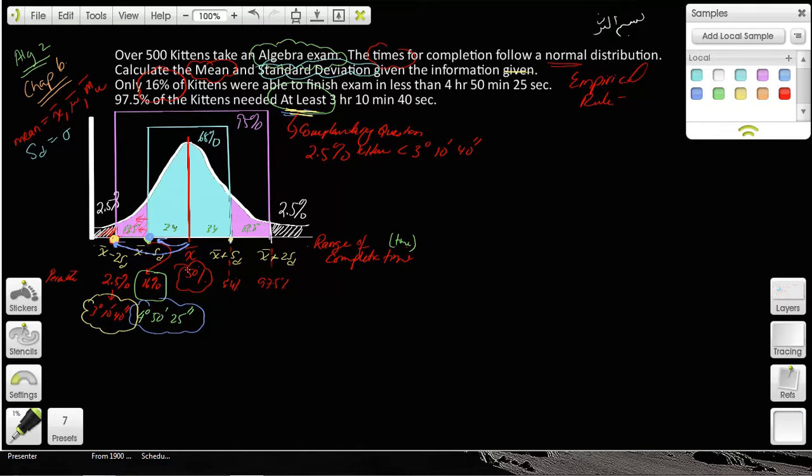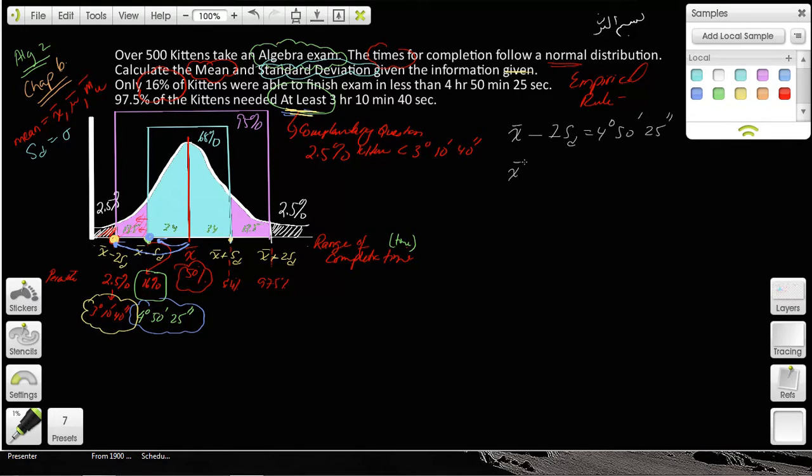So whatever the mean is, we don't know. That's what we're asked to find. We're asked to find the mean and standard deviation. The mean minus 1 standard deviation, that's this value, is equal to 4 hours, 50 minutes, and 25 seconds.